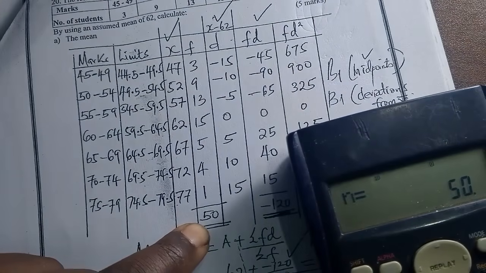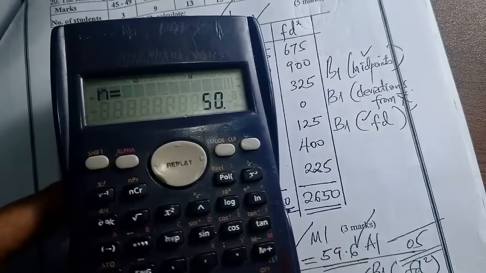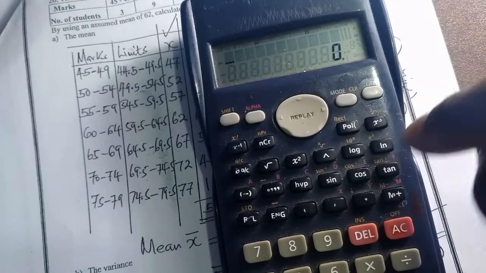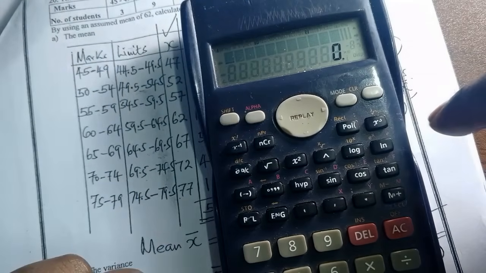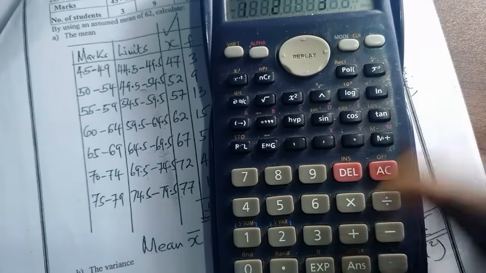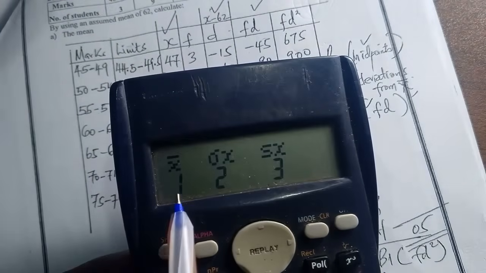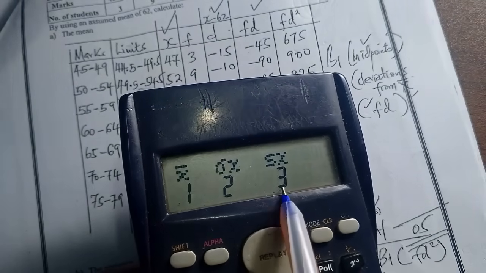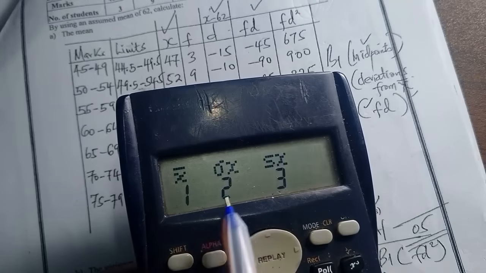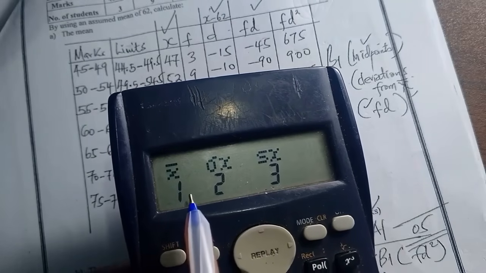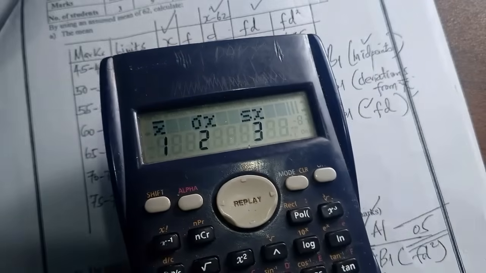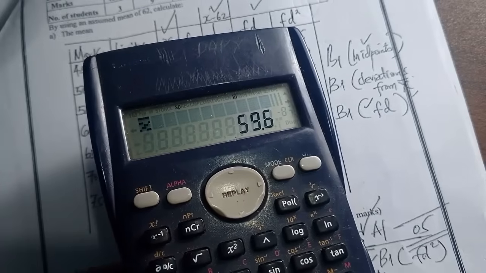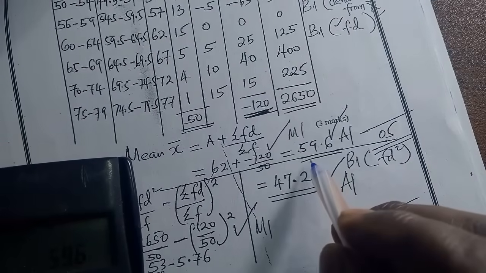Having done that, now you can press AC to remove that. To confirm the standard deviation, press shift 2. It gives you this. The first one is the mean, this is the standard deviation, and the third one is number 3. So 2 is for standard deviation, 1 is for the mean. To confirm that your mean score is correct, press 1, then equal sign. 59.6. You can see here the mean is 59.6, right?